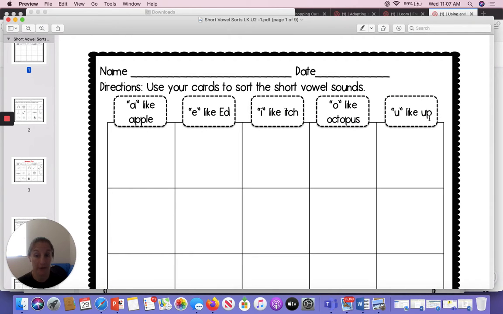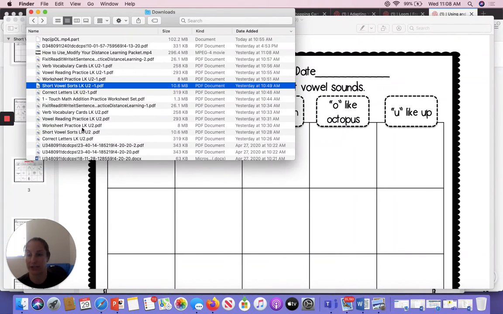You can then review all of these pictures and vowels and words by going through and saying, these are all the words that have the sound ah, like apple. And then you say it and your student repeats it after you. The next thing is extra practice worksheets.